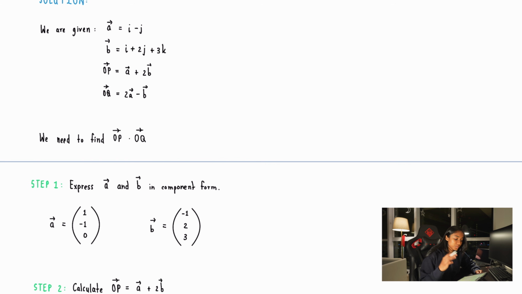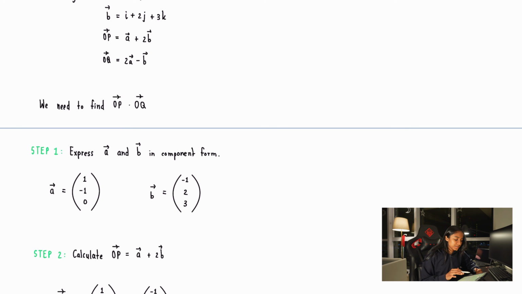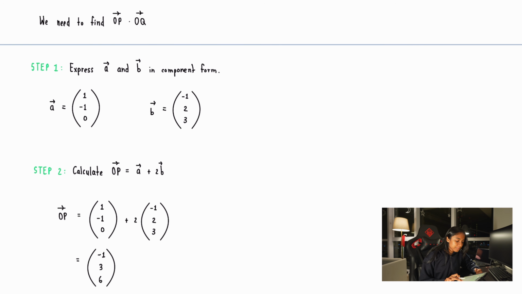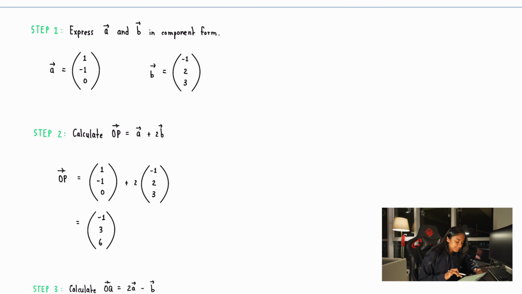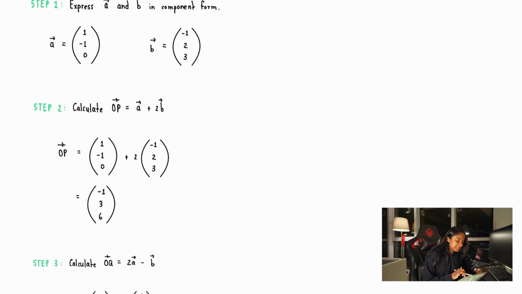So let's start with what we are given. We're given a, b, OP, and OQ. However, for OP and OQ, we only know how they are related to a and b. So we want to find OP dot OQ. So the first thing that we're going to do is express a and b in component form, right? So when we do that, we are able to calculate OP. Okay, we know that OP is equal to a plus 2b.